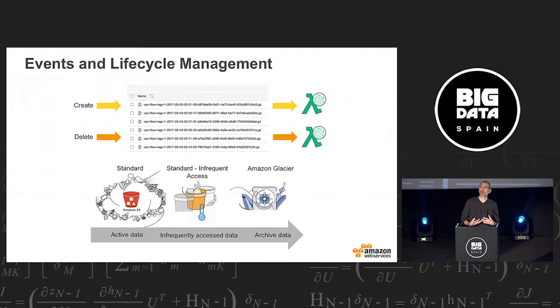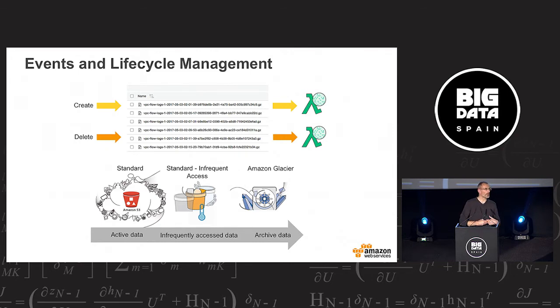But S3 isn't just storage. It also has events and lifecycle management built in as well. So every time we store or write an object to S3, we can treat that as an event. If ever we modify an object or delete it, again, we can treat that as an event. And we can attach event handlers. We can attach Lambda functions, code that you write and upload to AWS, and then we'll be responsible for provisioning the compute infrastructure that will run that code whenever it's triggered by one of those events.